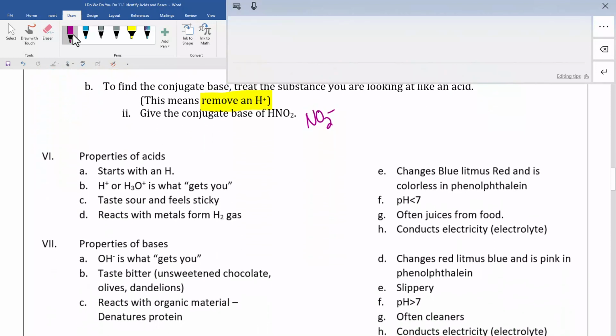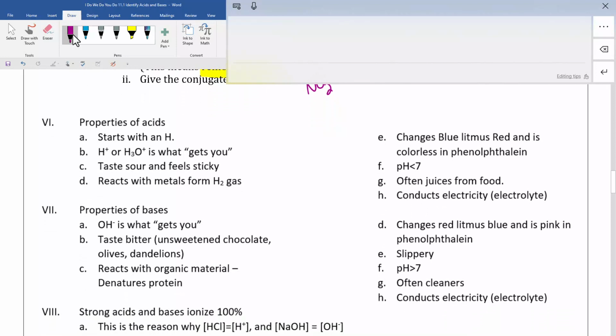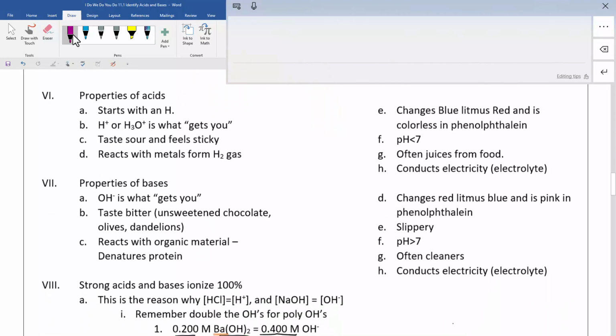All right. Properties of acids. This is just the list of stuff that you've got to get used to. Acids start with H. H positive or H3O positive is what gets you. They taste sour and feel sticky. They react with metals to form gas. They change blue litmus red and are colorless in phenolphthalein. Their pH is less than 7. They're often juices from food. They conduct electricity. That's called being an electrolyte.